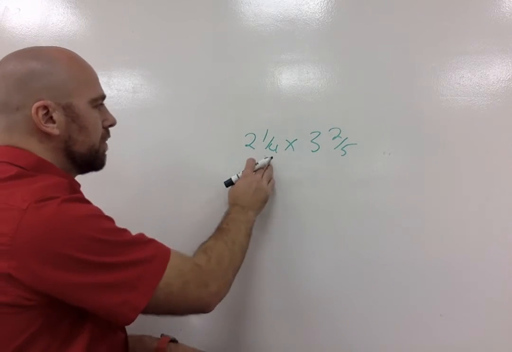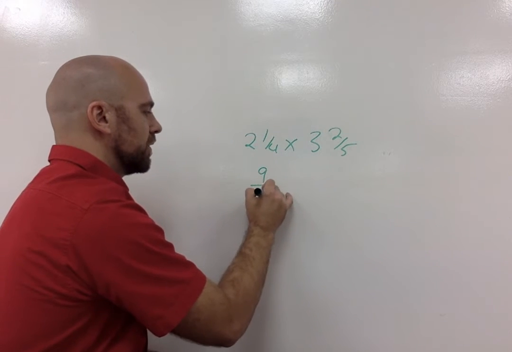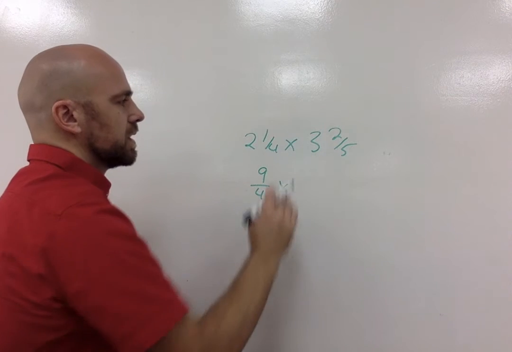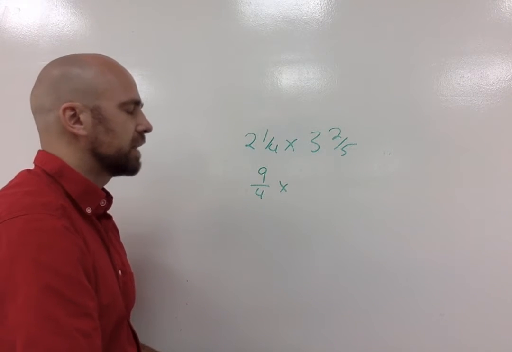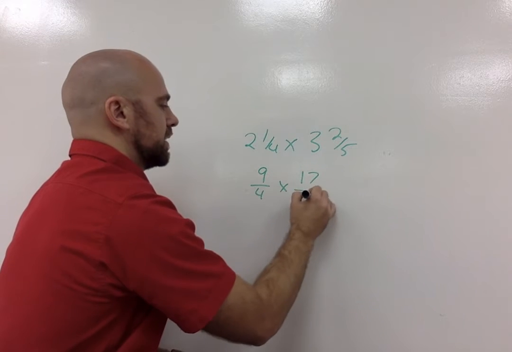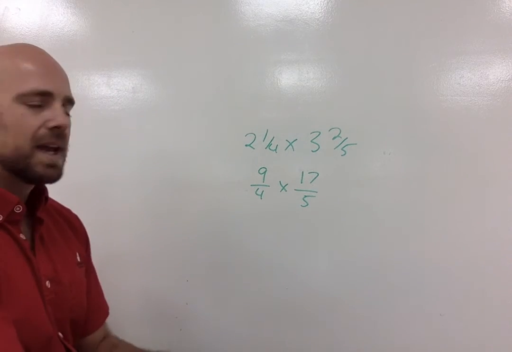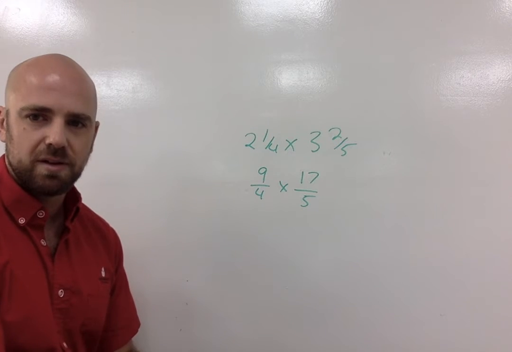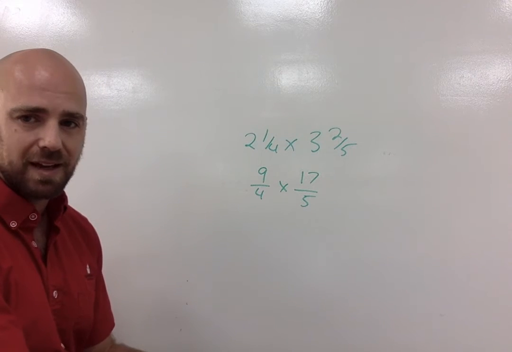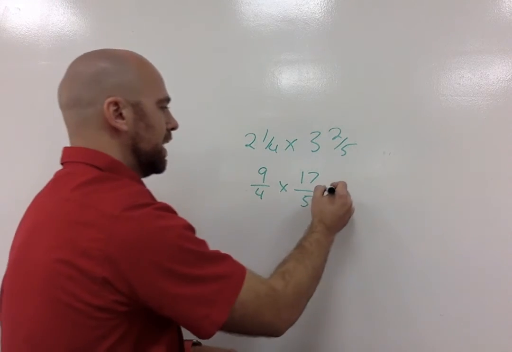So I've got 4 times 2 is 8, plus 1 gives me 9 over 4 times 5 times 3 is 15, plus 2 is 17 over 5. Okay, the first thing I want to do is I want to look at these numbers. Can I reduce them at all? Well, unfortunately, no, I can't. Okay, so now I just have to go and I multiply them out.